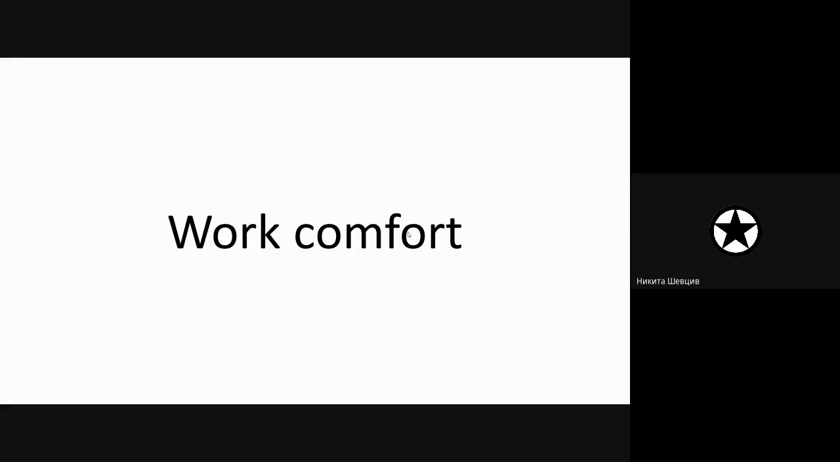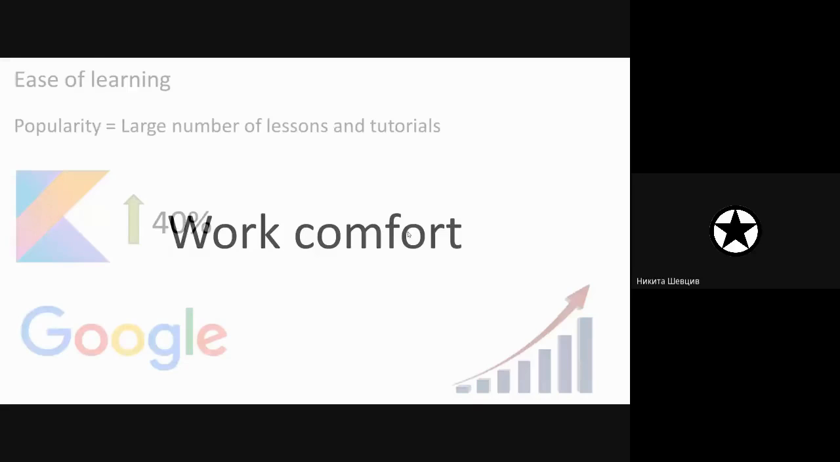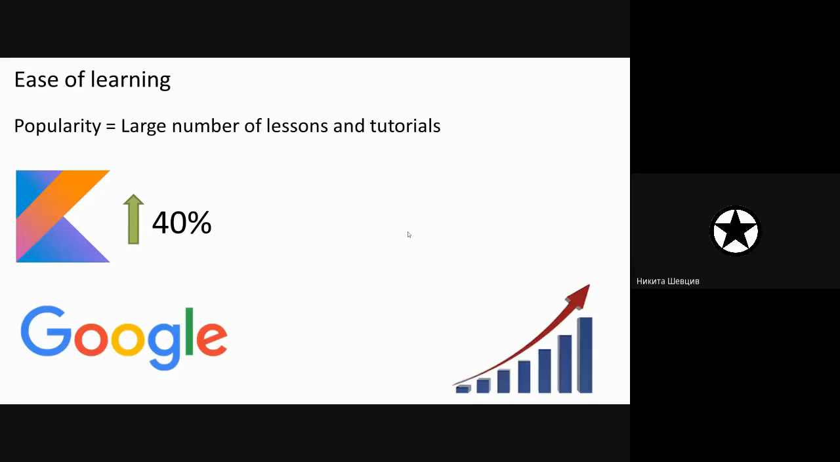Work comfort. In addition to the fact that technology must meet the requirements of the project, it is worth considering a number of factors that are associated with the developer. Google is not shy about describing the language as impressive and concise, more powerful and enjoyable to work with. They say that in Kotlin you can write code 40% faster than in Java. In other words, the company actively promotes and popularizes the language.